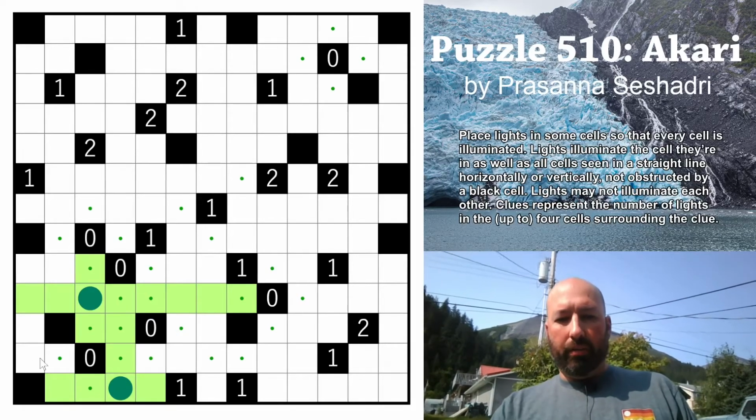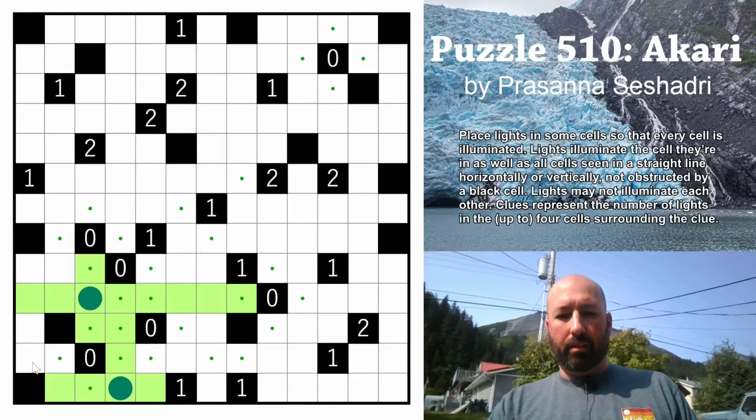Oh, and we need one right over here, because look, how do we light this cell right here? We've got to have one right there. Now, what else can we do?